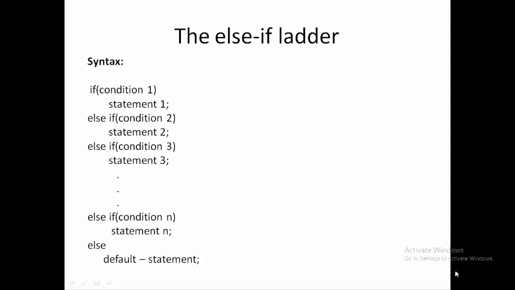Syntax: we have a condition. If the condition is true, it will execute the statement. If the condition is false, then it will check a second condition. If that condition is true, it will execute the statement and the controller will come out of the block. If the condition is false, then it will check the third condition, and so on until the last condition.